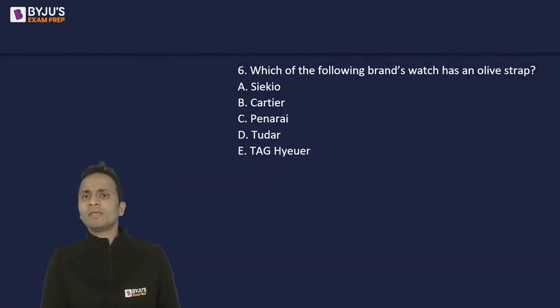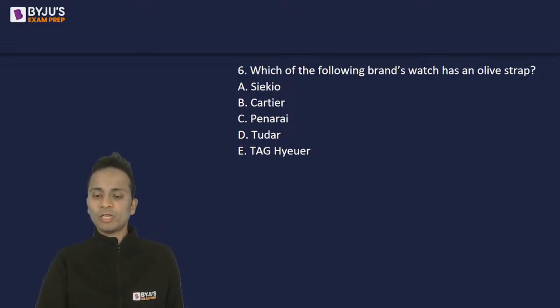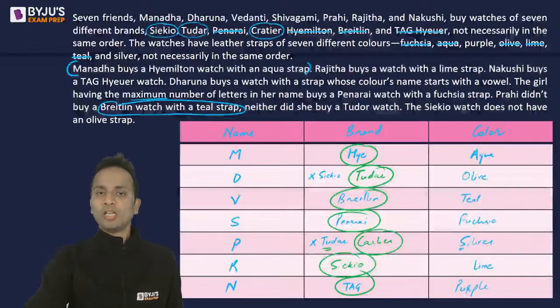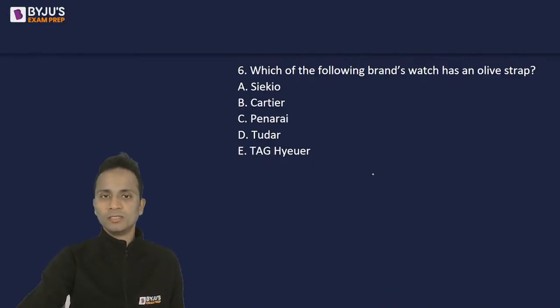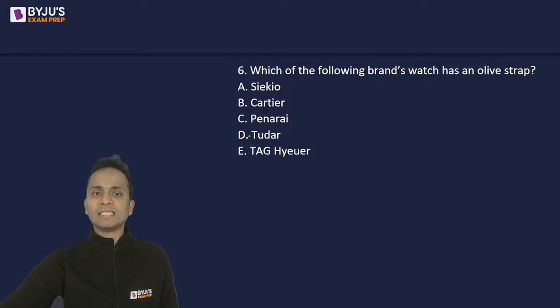So first question: which of the following brands watch has an olive strap? Olive strap. All right. So if I go back, the olive strap is worn by Dharuna and the brand is Tudor. So the brand is Tudor, and the correct answer of question number 6 will be option D.